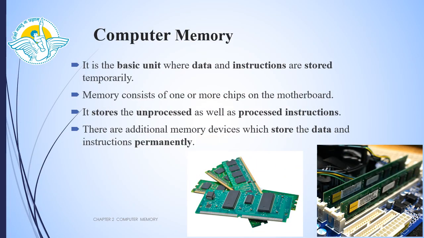So let us understand what is computer memory. It is the basic unit where data and instructions are stored temporarily. Memory consists of one or more chips on the motherboard, as you can see in the picture. It stores the unprocessed as well as processed instructions. There are additional memory devices which store the data and instructions permanently. So to summarize, computer memory is the basic storage area or unit of the computer system.